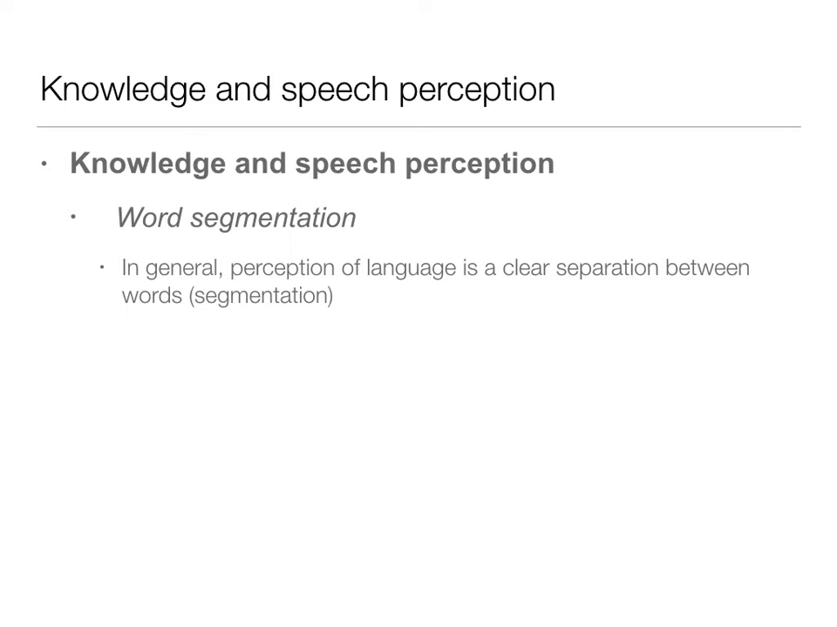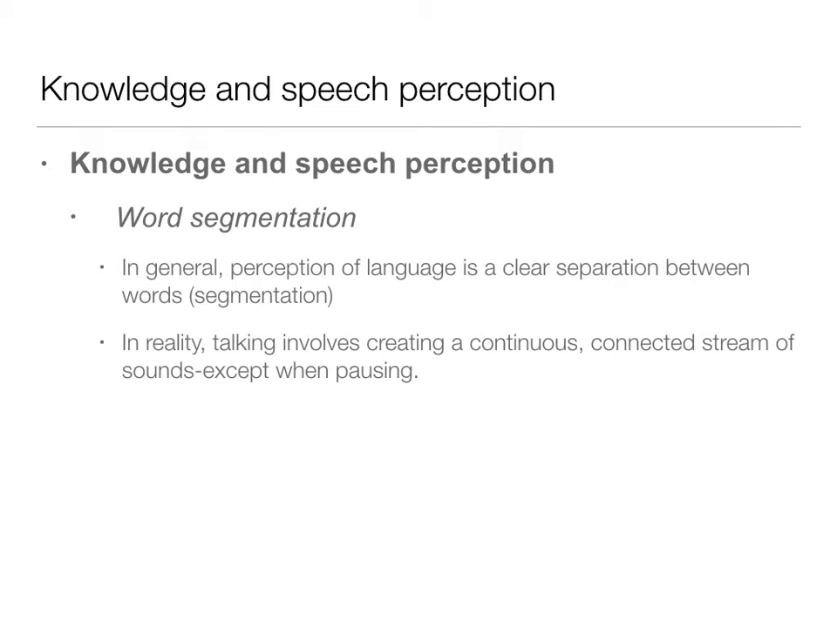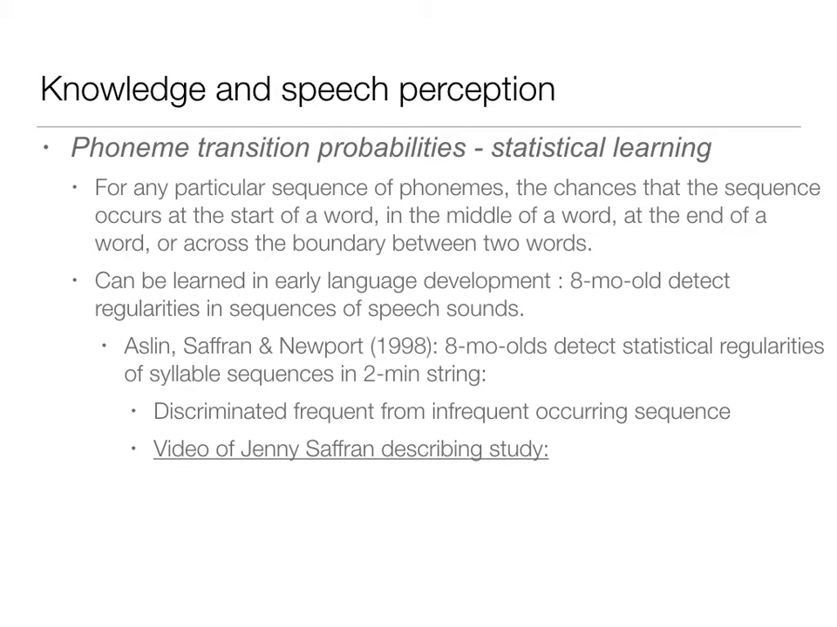So in reality, we really have this continuous connected stream of sounds, except when we're pausing. And again, that doesn't happen very frequently when we're speaking. This has been investigated in a number of different ways, but it was first discovered with work with infants. Your book talks about it as phoneme transition probabilities. The infant literature refers to it as statistical learning. So either one is fine. That's why I have them both there.